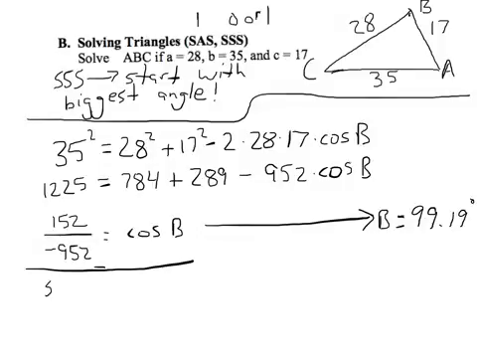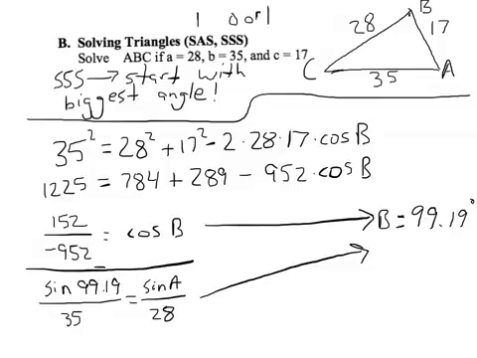So I can look at sine of 99.19. That was angle B, remember, over side B, which is 35. And that's going to equal sine of angle A over little a, which is 28. Do my cross multiplying and dividing, and I'm going to get angle A is about 52.16 degrees.